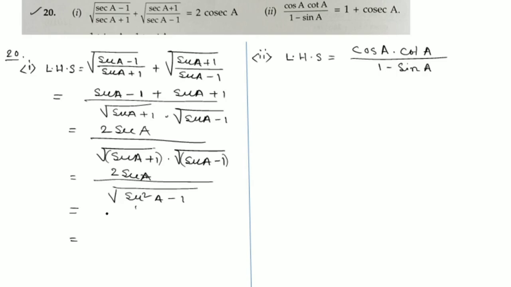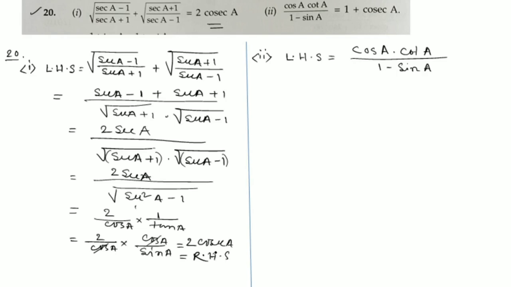Okay, now 2 sec A means 2 by cos A. Now here it is sec square A minus 1 means tan square A. So root over tan square A means 1 by tan A. Now we can write it as 2 by cos A divided by sin A by cos A. So cos A will go in the numerator, and here cos A will vanish. 2 by sin A means 2 cosec A. So here we get the right hand side. Here we write right hand side, and we write it here, it is proved.